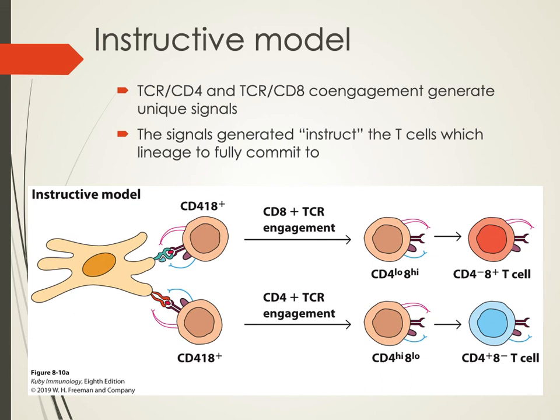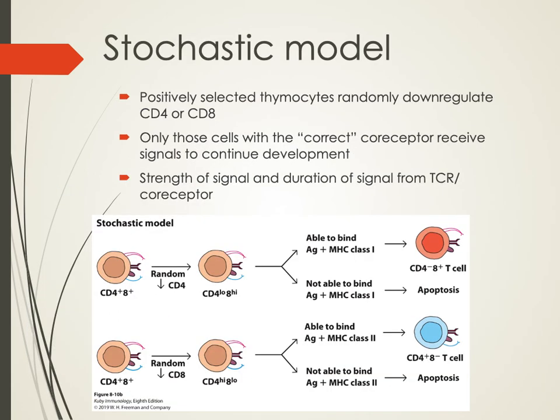And then there's just a slide for each one, so I won't dwell on it. But again, just keep in mind with instructive that we have signals that are going to occur because we have MHC T cell receptor activation, and that generates signals that then tell it to become CD4 or CD8. With this stochastic model, it's just a flip of the coin randomly. We are going to downregulate CD4, so that means we're going to have CD8 expression. Inversely, we're randomly going to downregulate CD8, so we're going to have high expression of CD4.